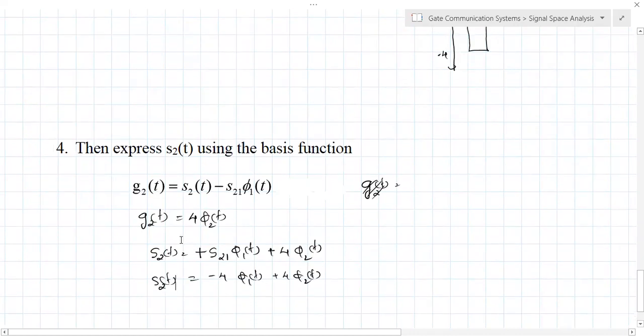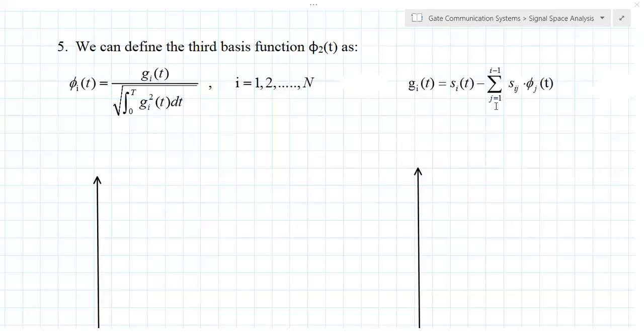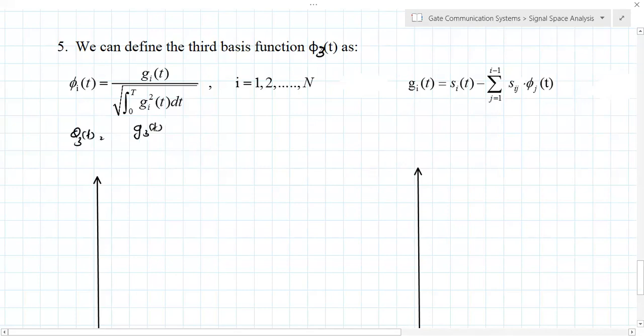So in a similar way, we can find the next basis function, that is phi 3 of t. So now we need to discuss how to find phi 3 of t, the third basis function. So the general formula: phi 3 of t can be written as g3 of t divided by the root of the energy of this particular signal, that is, the integral of g3 of t the whole square dt. Okay. Our next problem, what is g3 of t?